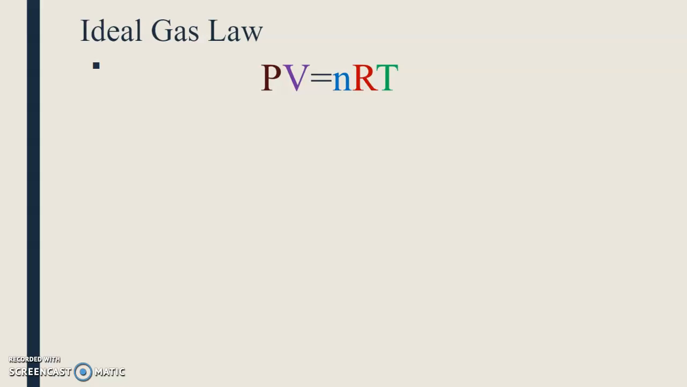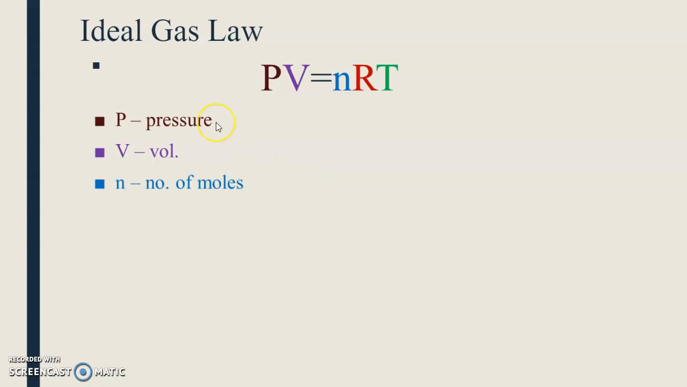Now let's identify the parts of that particular equation. P is going to be your pressure, and your pressure could be in torr, atmospheres. It could be so many different things. Your volume, typically you want it to be in liters, but again, it could be in different units. You'll just have to convert it.